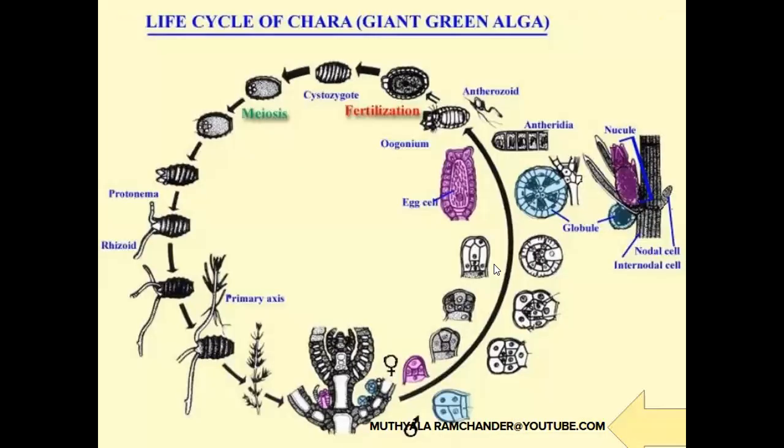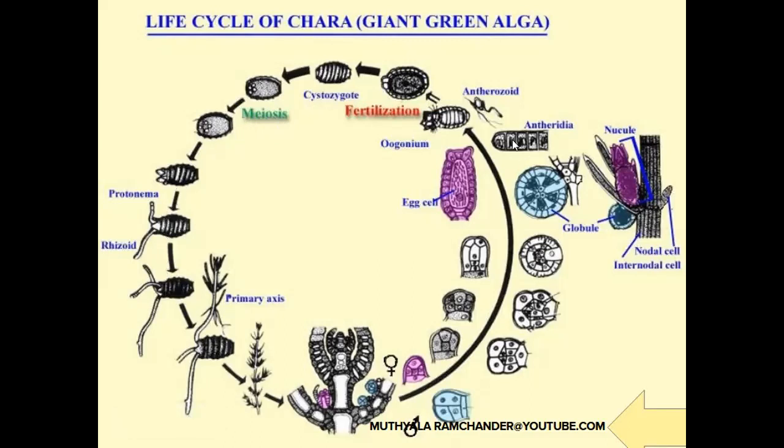We observed the life cycle. The life cycle always shows the haploid condition except for the diploid zygote. The diploid zygote takes rest. After fertilization, the diploid zygote is formed. The diploid zygote again participates in meiotic division. It develops into haploid cells.